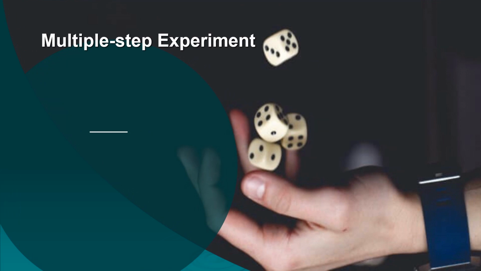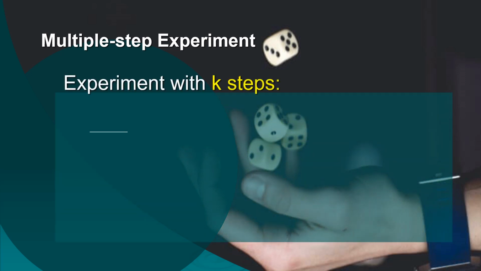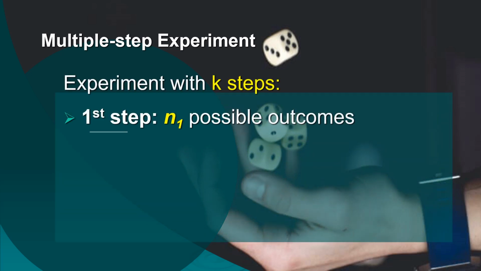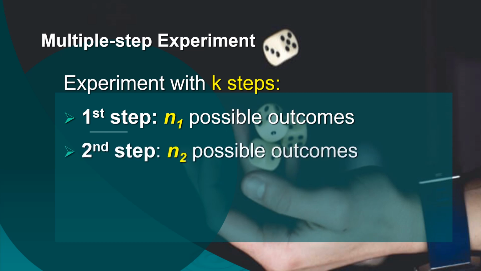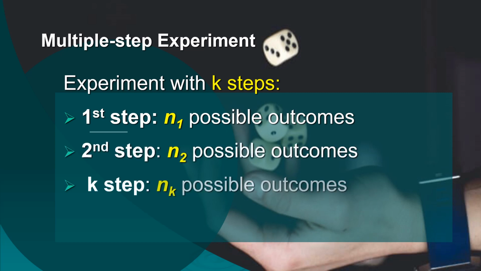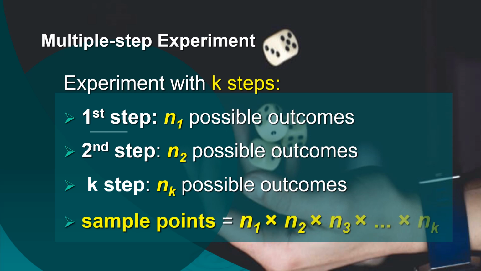The mn rule can be extended to k stages, and this becomes a multiple-step experiment. So let us say an experiment has k steps, where the first step has n1 possible outcomes, the second step has n2 possible outcomes, until the kth step with the nk possible outcomes. Then, to compute the sample points in the sample space, you have to multiply all the number of possible outcomes, thus n1 times n2 times n3 times until you reach nk.